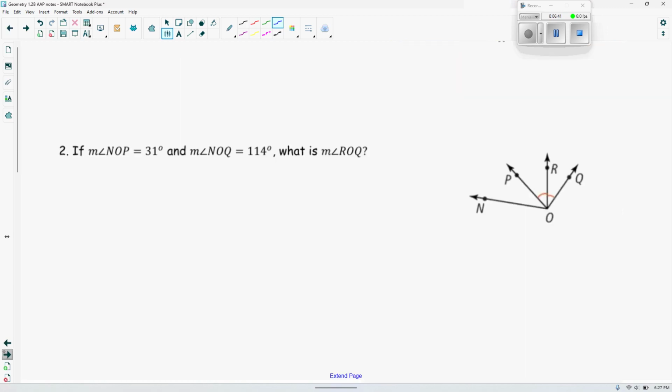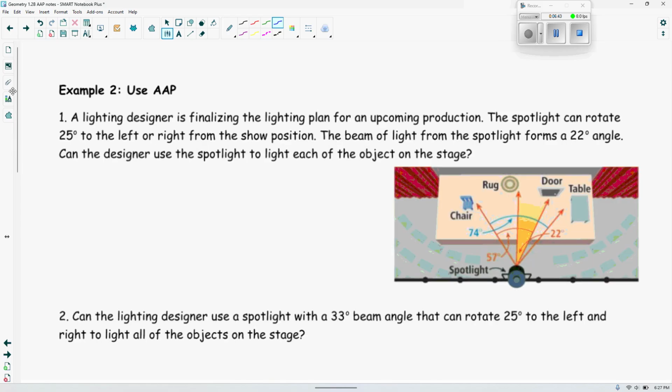All right, so let's look at the next page. So example 2, we're going to use the angle addition postulate, and we're going to start off with a word problem. So in this picture, it tells me that a lighting designer is finalizing the lighting plan for an upcoming production. The spotlight, this is my spotlight right here, can rotate 25 degrees to the left or right from the shown position. The beam of light from the spotlight forms a 22-degree angle. So that's what they have shaded in here. This is 22 degrees.